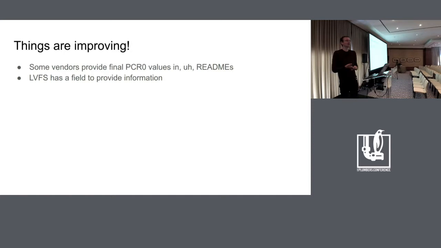Now, some vendors have realized that, well, okay, if the point of this is to verify the firmware, it would be good for people to know what the legitimate values are. And some vendors put this information in README files that accompany their firmware update, which is not the most straightforward way to obtain machine-parsable information. But also, the Linux Vendor Firmware Service has a field where you can provide this information.